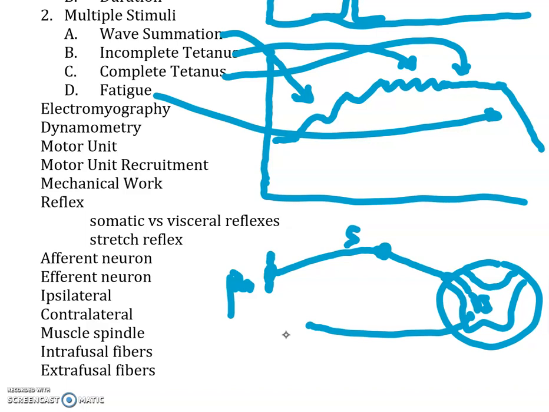And so you will involve an afferent neuron. That would be the sensory neuron that's transporting the information toward the central nervous system, the spinal cord in this case. And then an efferent neuron, that's the motor neuron that brings the information away from the central nervous system back to muscle tissue, and then the muscle will contract. Some of these reflexes can be ipsilateral, meaning on the same side of your body, or contralateral, on the opposite side.